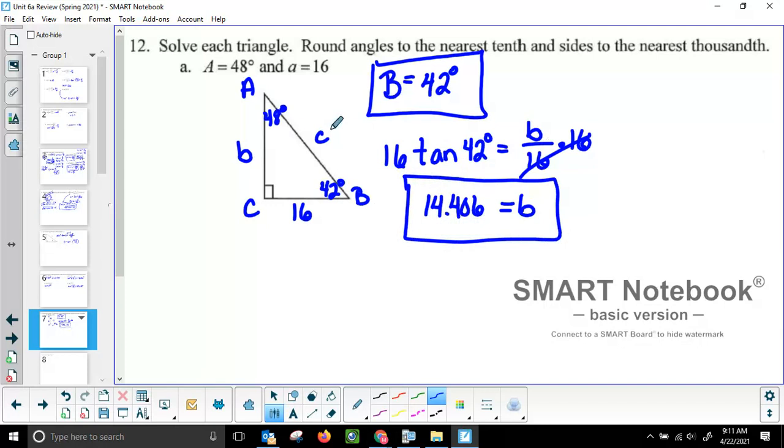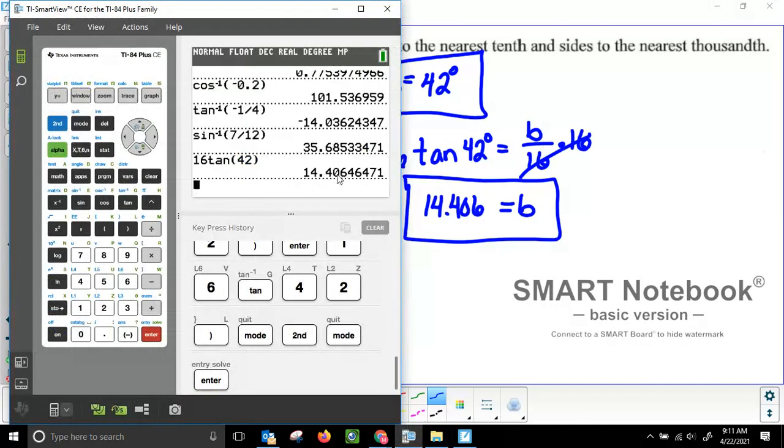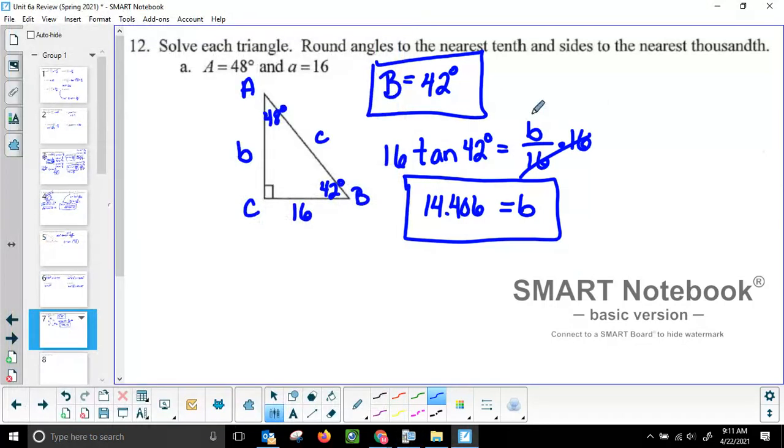Now we need to find side C here. There's a couple of ways we could do it. You could use the Pythagorean theorem, a squared plus b squared equals c squared. But if you do that, make sure that you use the whole number and not just the 0.406. You might get some rounding error if you do that. But you could also just use SOHCAHTOA again.